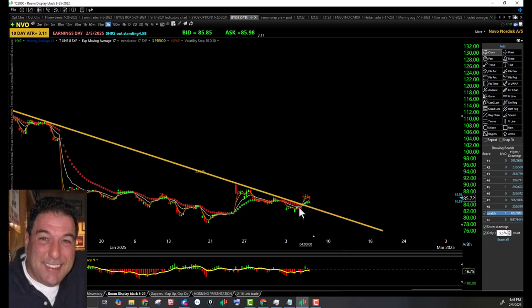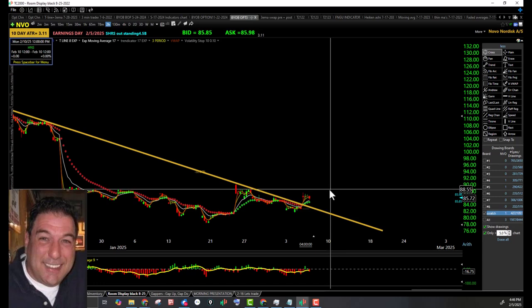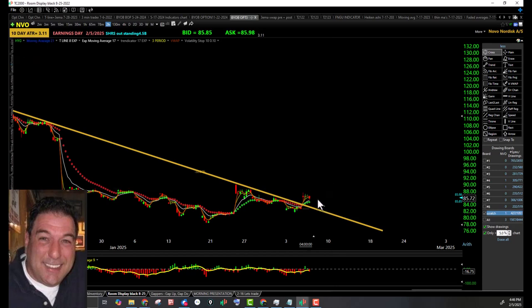Wait till it gets on top of that. For me, that's what I like. I'm not telling you how to trade, but I particularly like it better when I'm on top of support and then I have liftoff, not when I'm underneath the ceiling trying to do liftoff.